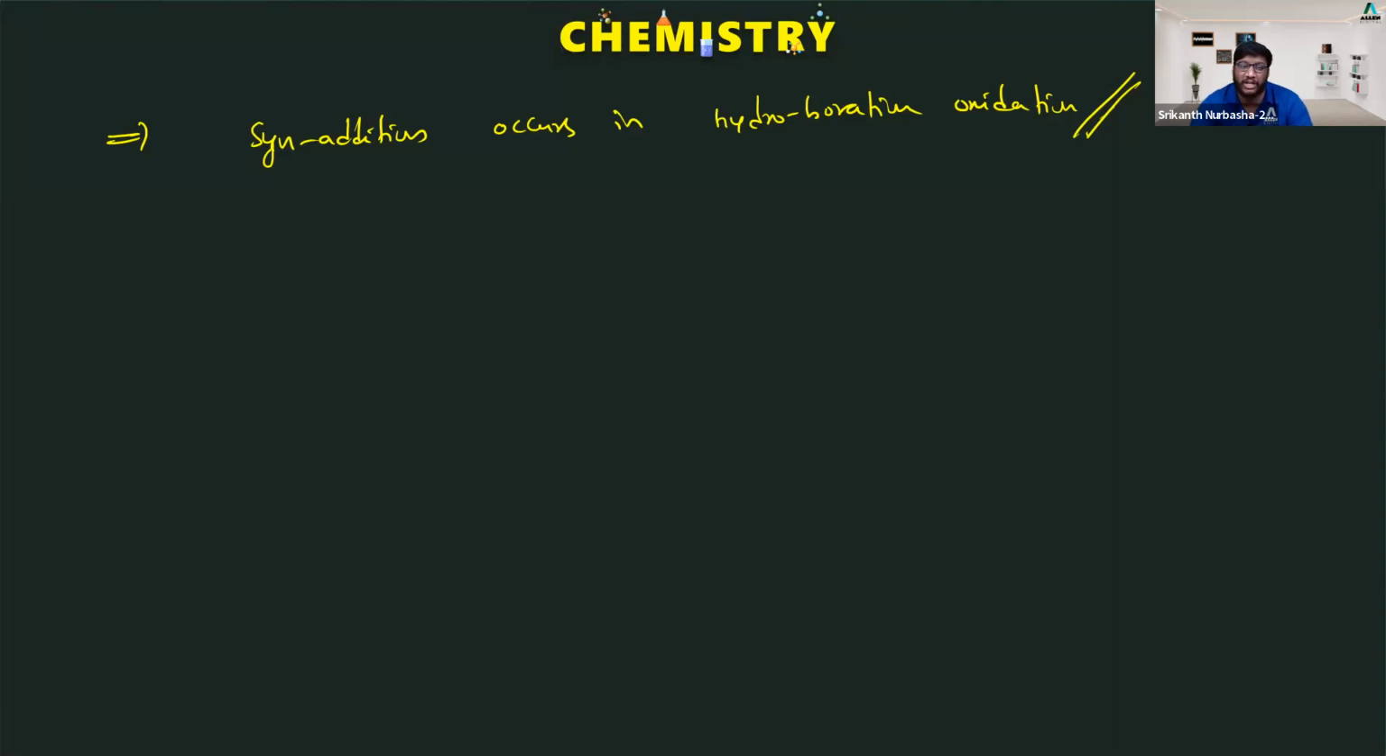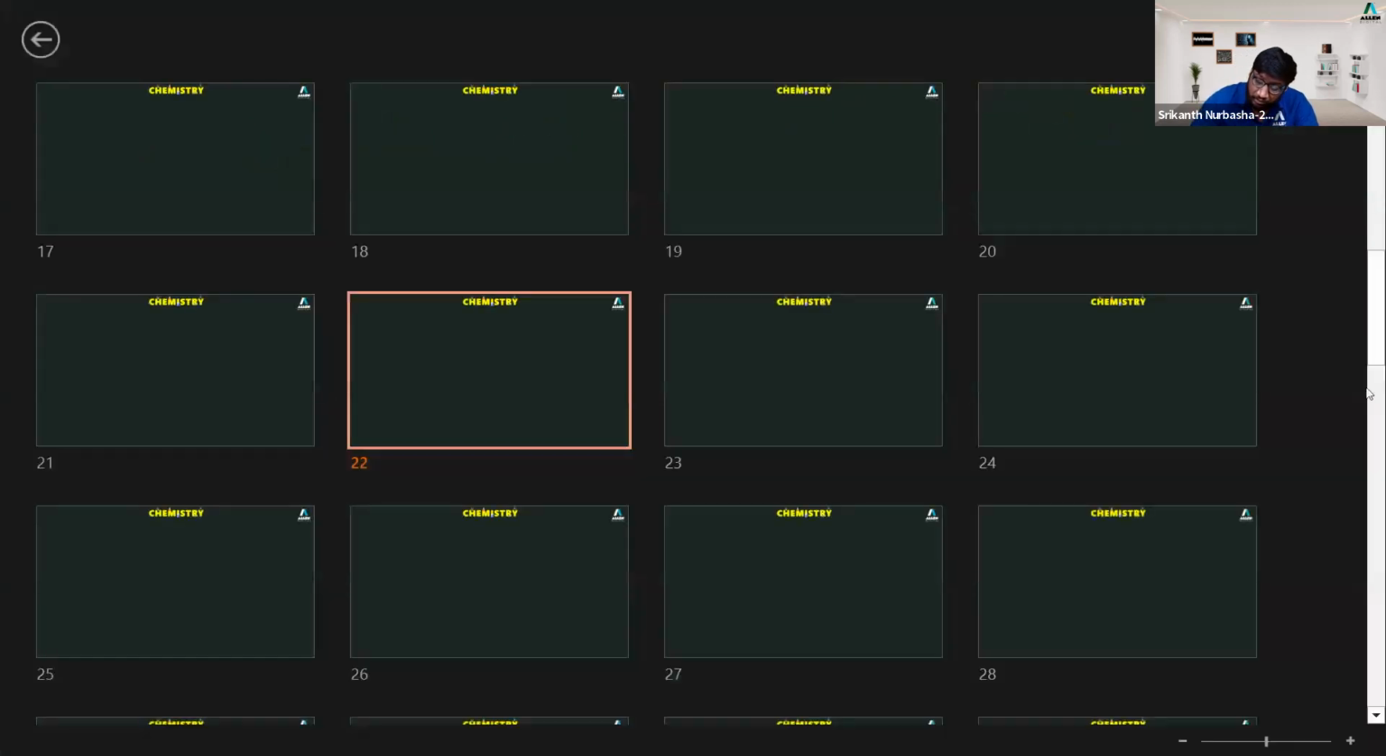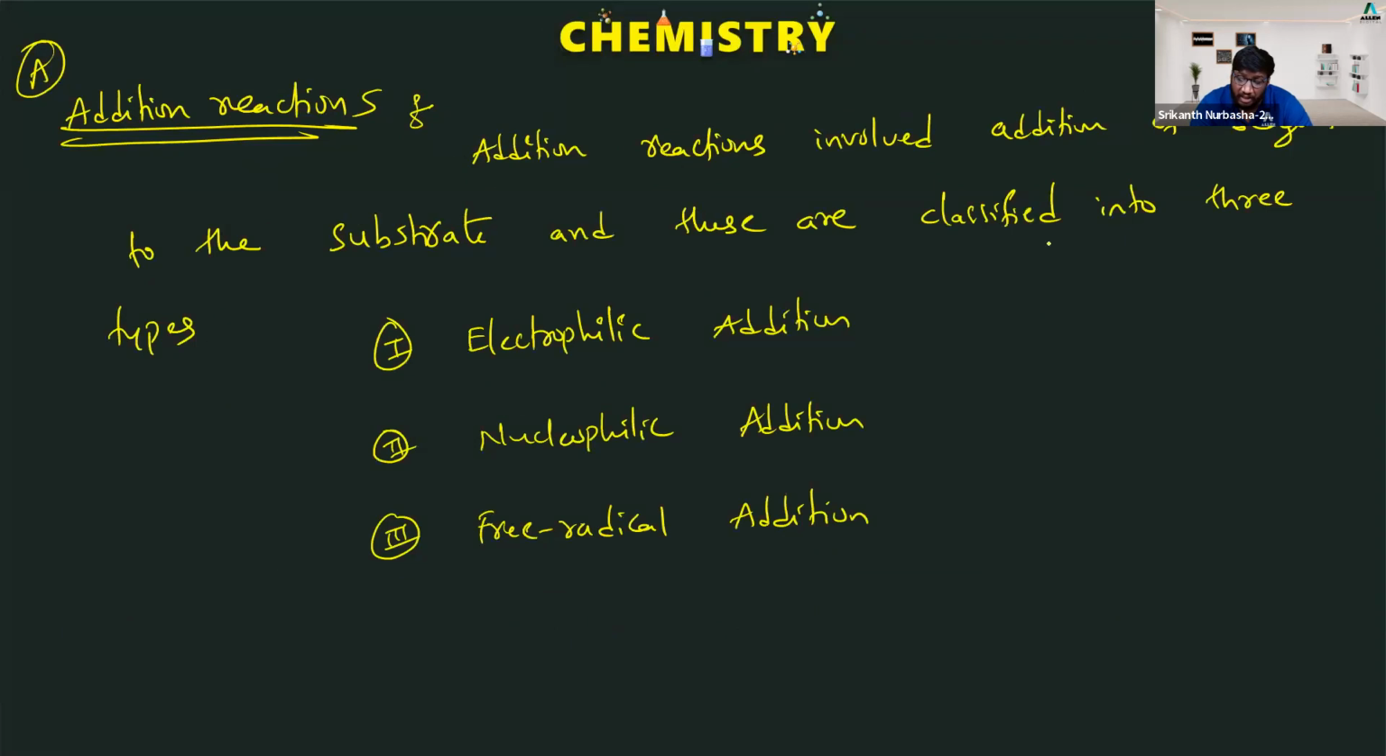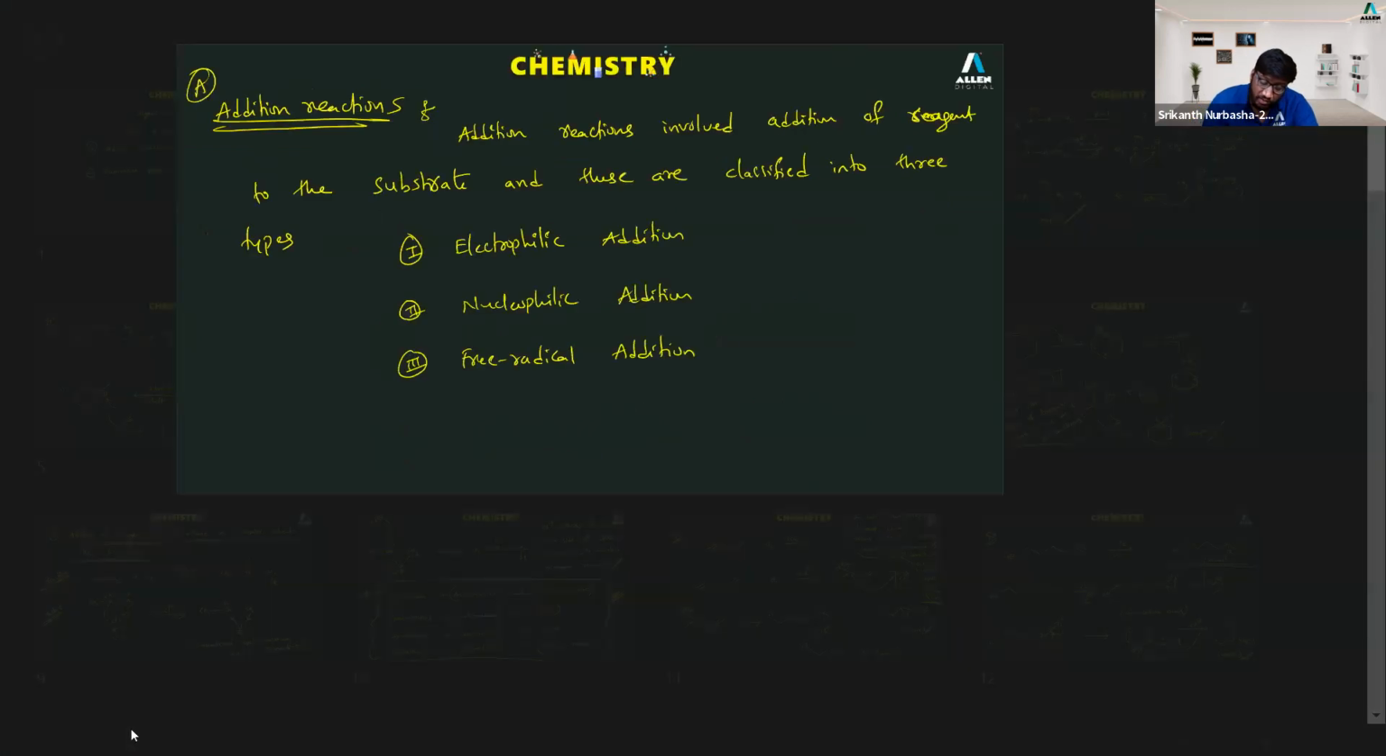That means whenever we place a deuterium or any other species, what is actually going to happen, we have studied. Right. The next is going to be nucleophilic addition reactions, because as I have told you in the first point itself, addition reactions involve addition of a reagent to a substrate, and these are classified into three types: electrophilic addition, nucleophilic addition, and free radical addition. So let us now go into the nucleophilic addition reactions.